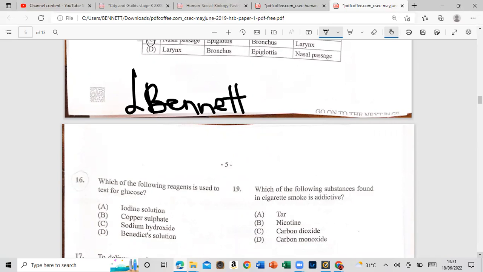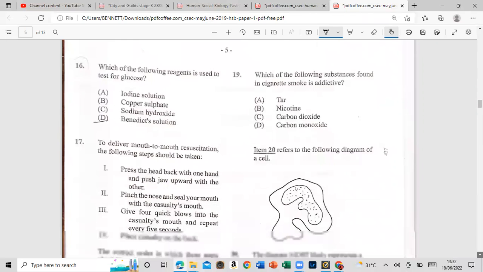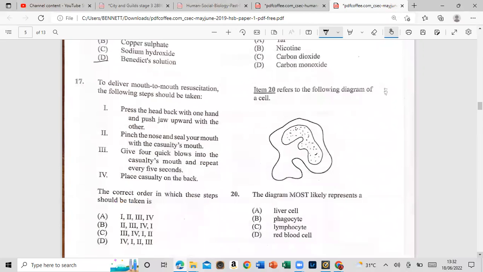All right, so let's move on to number 16. Which of the following reagents is used to test for glucose? A, iodine solution, B, copper sulfate, C, sodium hydroxide, or D, Benedict's solution? And that's Benedict's solution. Let's move on to the next. Mouth-to-mouth resuscitation. Let's not go to the answer because this is a repeat question.